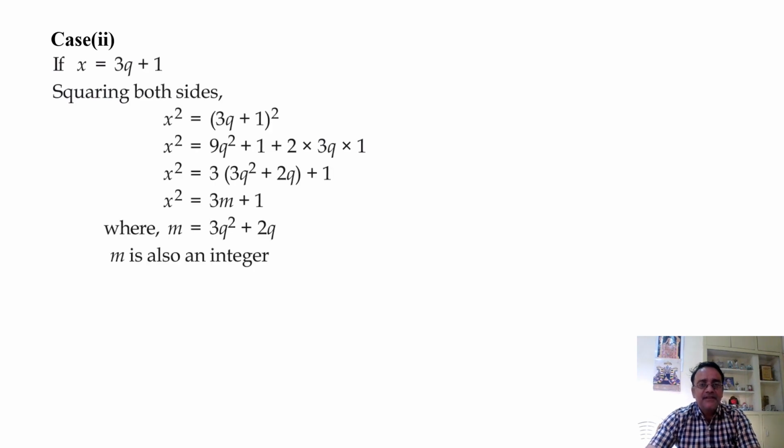Okay, I'll take case 2. Case 2, if x is equal to 3q plus 1, so squaring both sides we will get this step. Now (3q plus 1) whole square, that is a square plus b square plus 2ab. So what we will do, we will take 3 common from this and this one. So we'll get 3 into (3q square plus 2q). So we will take this as m, where m is an integer.